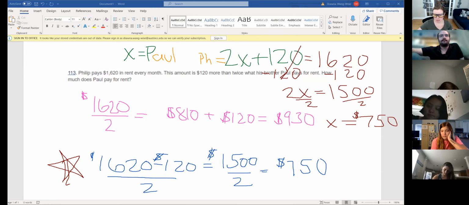Seeing a lot of blank faces. Does that mean we have questions? So the correct way was 1620 equals 2x plus 120, and then you just solve it from there. That was the correct way too. Yep. Okay. Because someone had said that earlier, and I thought that was the wrong way to do it, so I got confused.